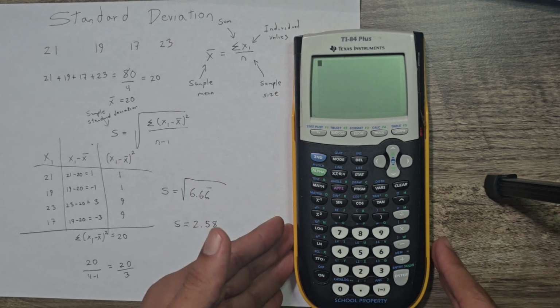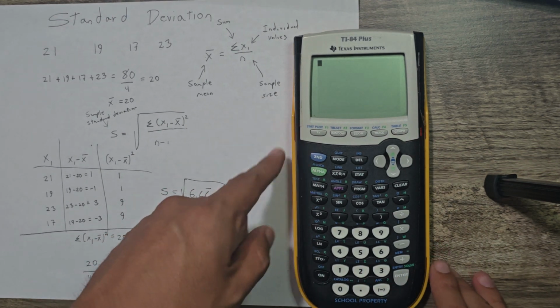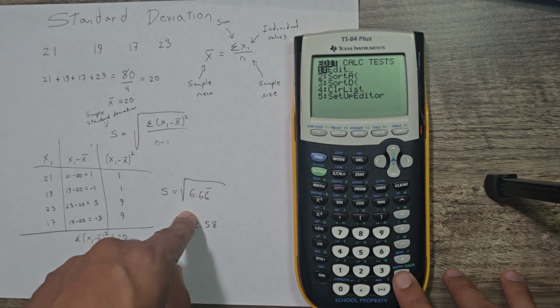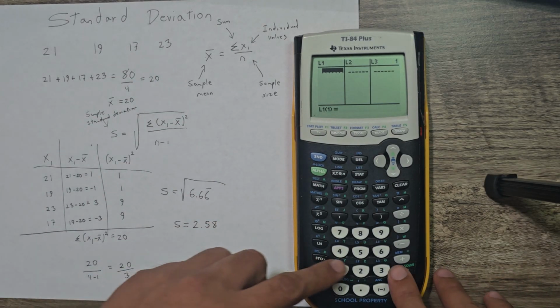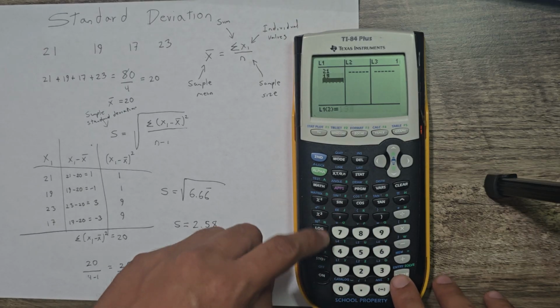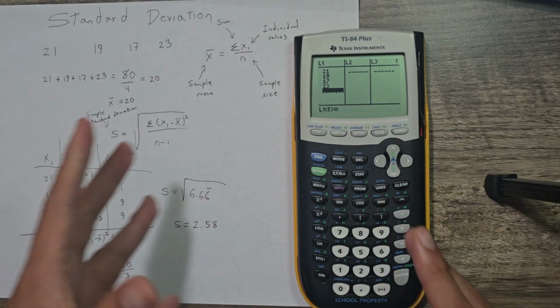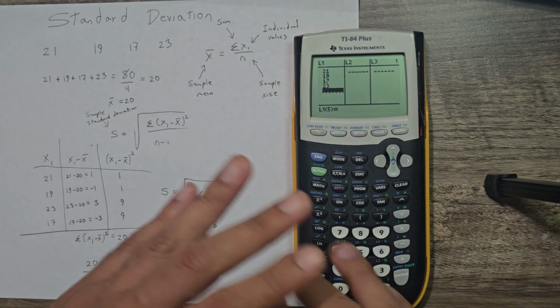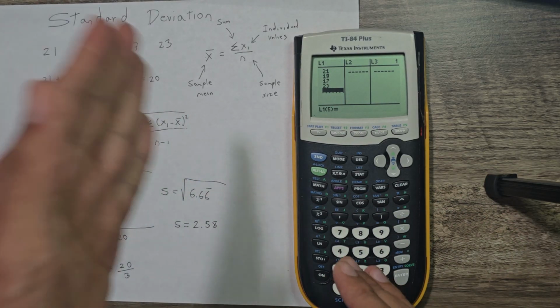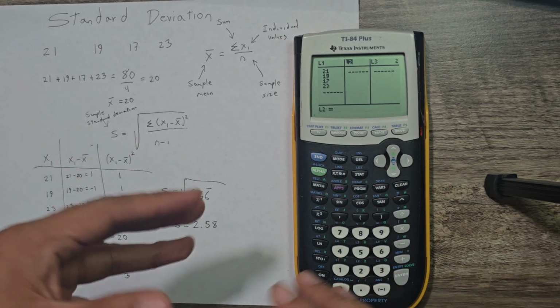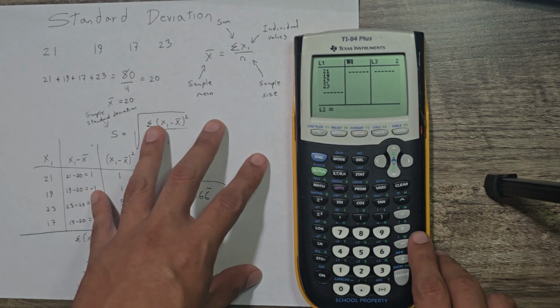So if you're using a TI-84, when you turn it on, in order to do this problem a little quicker, you can do stat and edit and then enter your values. So I have 21, 19, 17, and 23. There are 2 ways to do this. I can do this step by step. Some professors will allow you to do it all at once. Some professors will have you do each individual spot. I'm going to go ahead and do each individual spot, and then last in the video, I'm going to show you how to do it all at once.